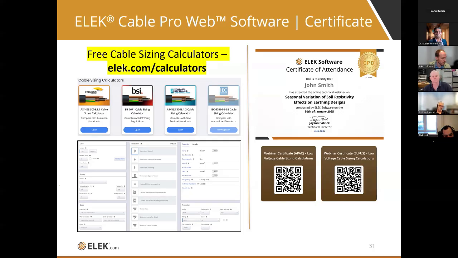And are there any limitations for a free cable sizing calculator? Oh, there's no limitations to the calculations. No.